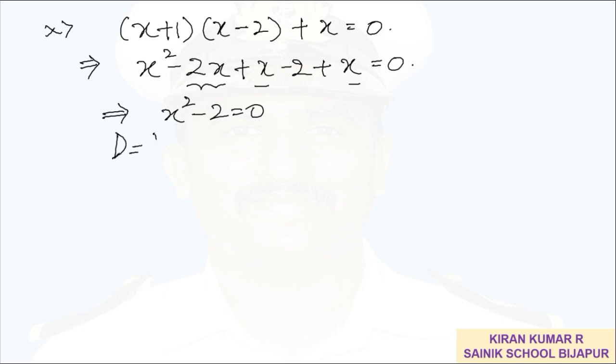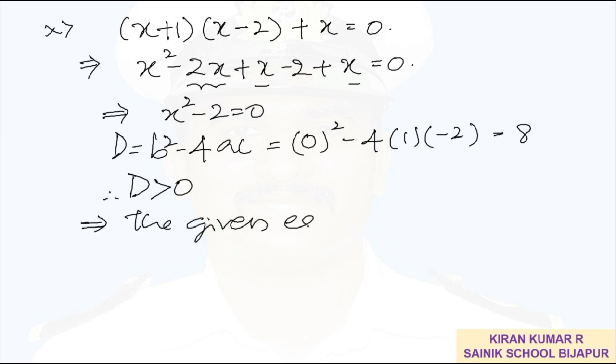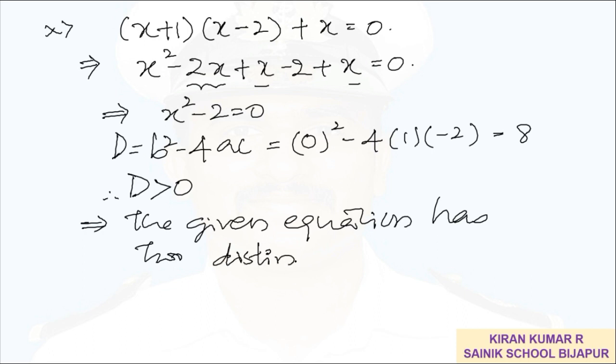Apply the formula b squared minus 4ac. b squared value is 0. So 0 squared minus 4 times 1 into minus 2, which is positive 8. So d value is greater than 0. This implies the given equation has two distinct real roots.